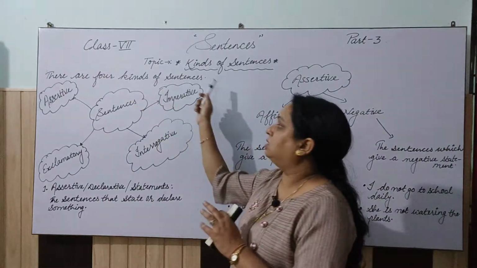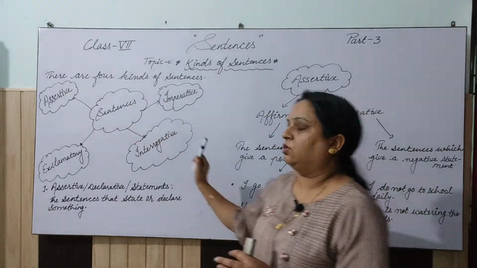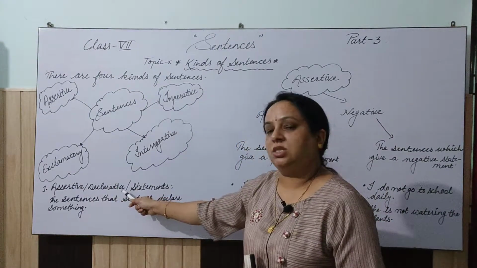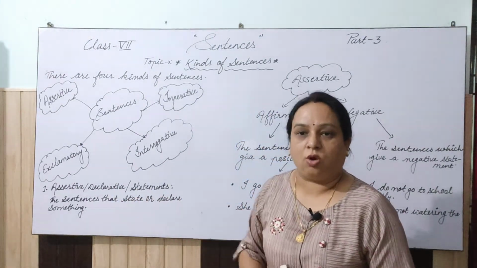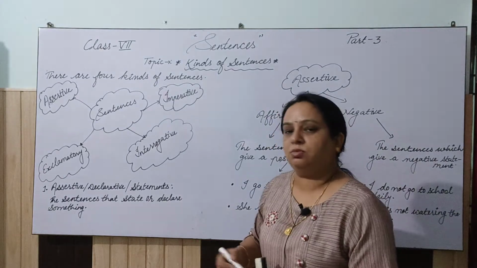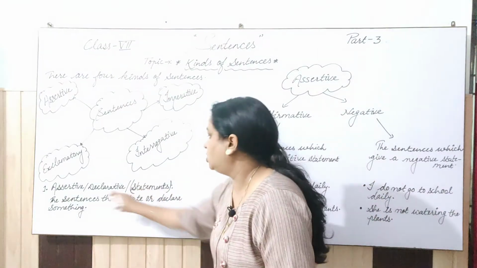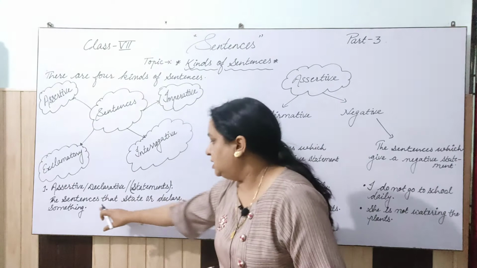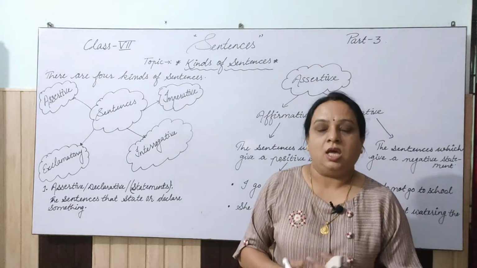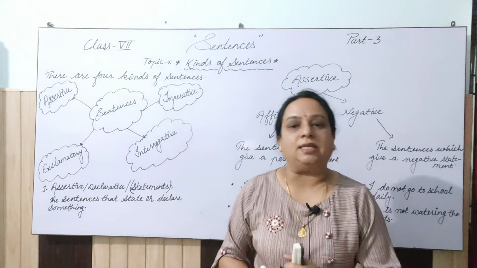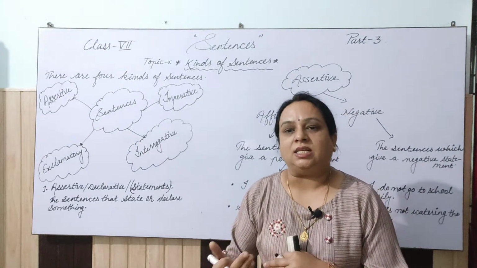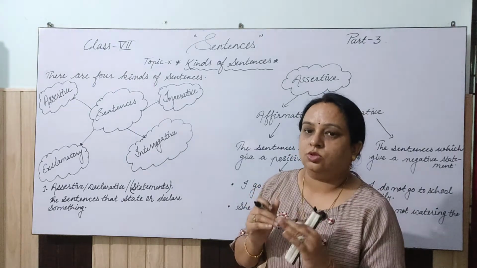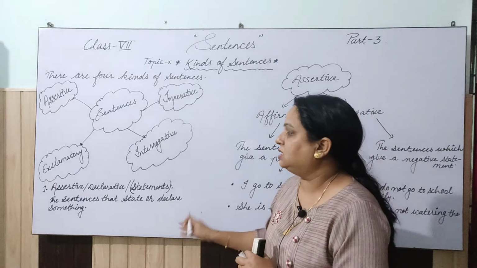So there are 4 kinds of sentences: assertive, imperative, interrogative and exclamatory. The first one here I have written is assertive, which is known as declarative and statements also, right? These are used to give the statements. So the sentences that state or declare something. Suppose I am saying he is an intelligent boy. So I am stating something about that boy, that he is an intelligent boy. Clear? So this type of sentence is known as assertive sentence.